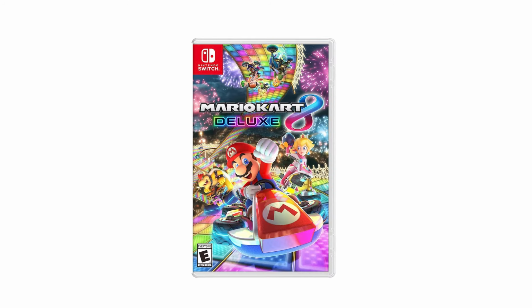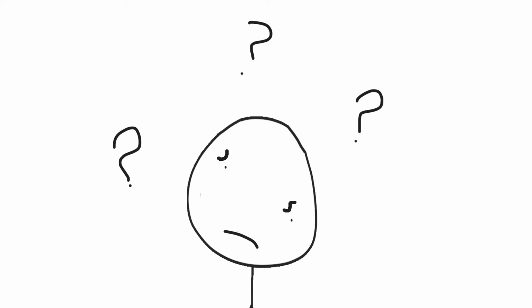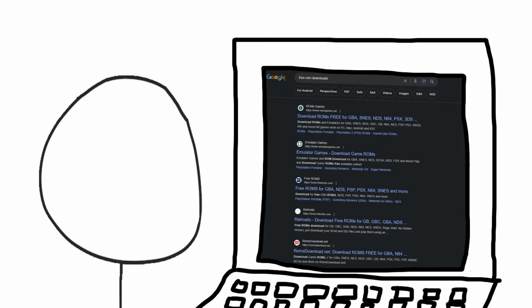Now, let's say your parents didn't get you that copy of Mario Kart 8 Deluxe that you wanted for your birthday, and instead got you Nickelodeon Kart Racers. So what do you do? You do what any other desperate kid would do and go download a ROM off the internet and play it with an emulator. Problem solved, life is good, you have your game, and although you didn't really obtain it by any legal means, you have no way of getting in trouble for it.